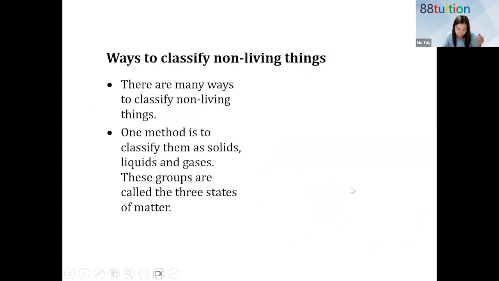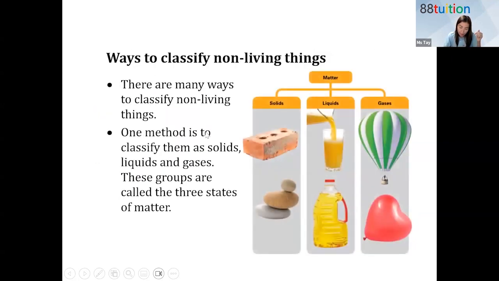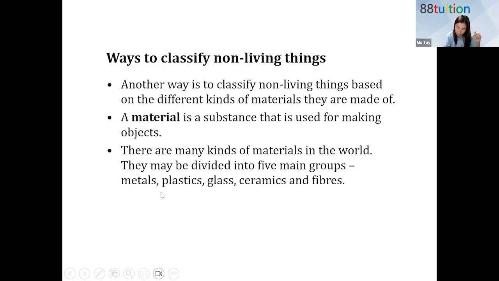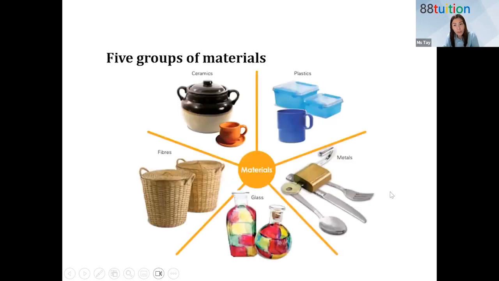Now, we can classify these into solids, liquids, gases. They are also known as the three states of matter. Or we can look at the five main groups: metal, plastics, glass, ceramic, fiber. How many of you are doing this chapter in school already? Not yet. Okay, good. So the five groups of materials are here: ceramic, and then plastics. You have metal here, then glass, and then fiber.